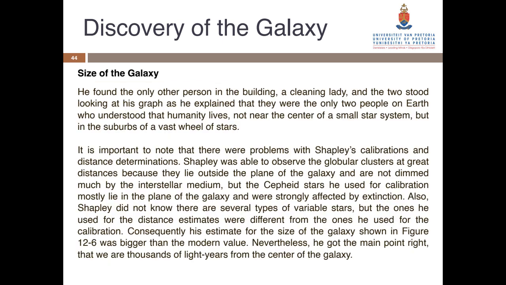So he found the only other person in the building, a cleaning lady, and the two stood looking at his graph as he explained that they were the only two people on Earth who understood that humanity lives not near the center of a small star system, but in the suburbs of a vast wheel of stars. It is important to note that there were problems with Shapley's calibrations.